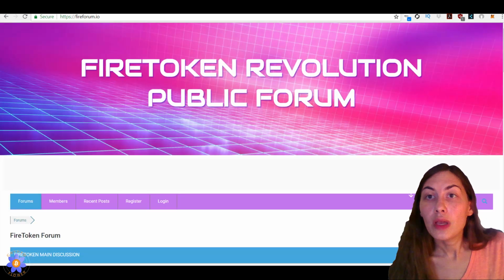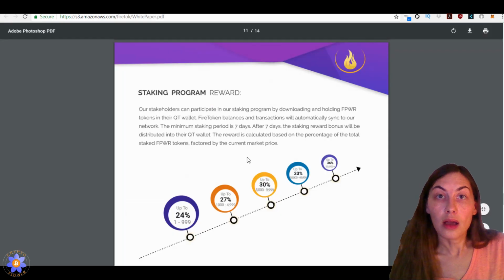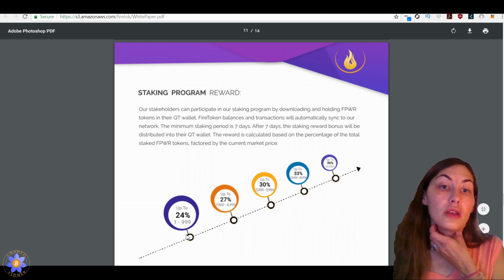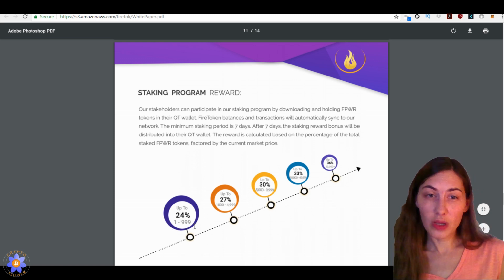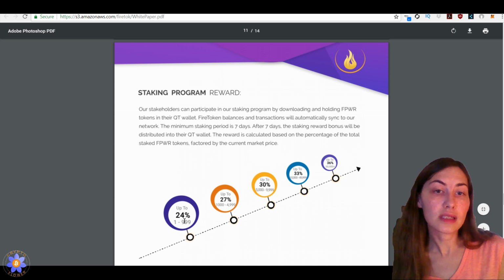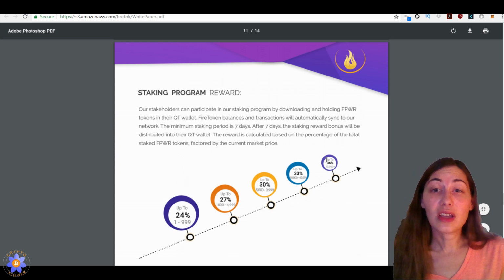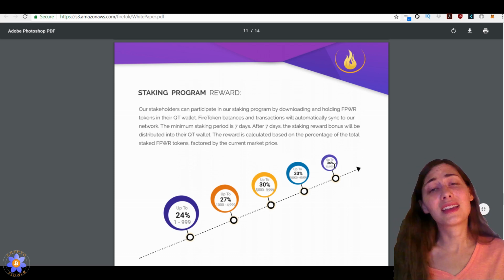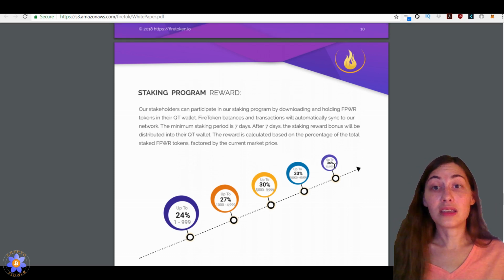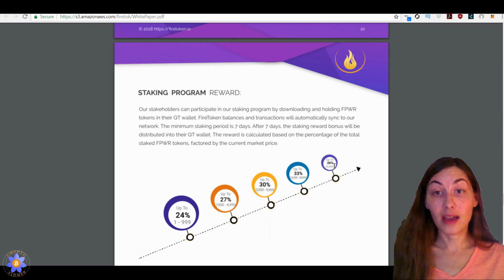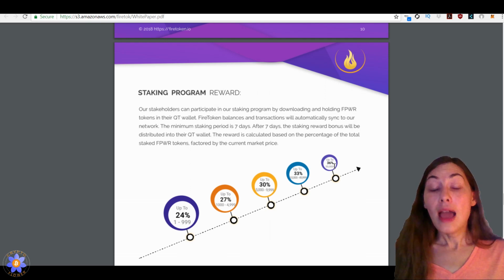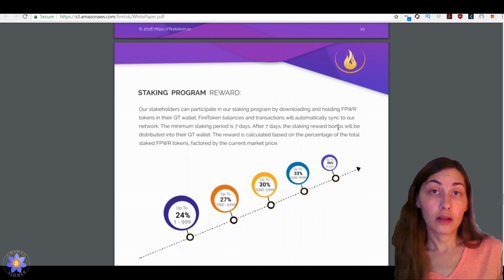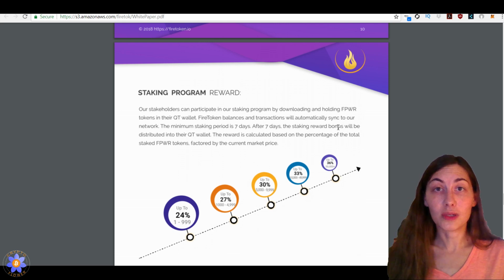If we go over to the staking program reward here as part of the white paper, you can see that it says if you have between 1 and 999 tokens, it's up to 24%. You actually have to have more than 50,000 tokens in order to get that up to 36%. And there is no minimum guarantee here. There's just a maximum cap at 36% if you do have more than 50,000 tokens. So definitely take a look at the white paper and see what's in the fine print over here.